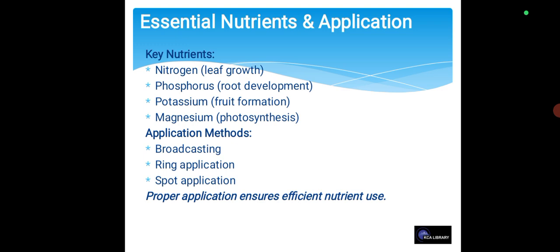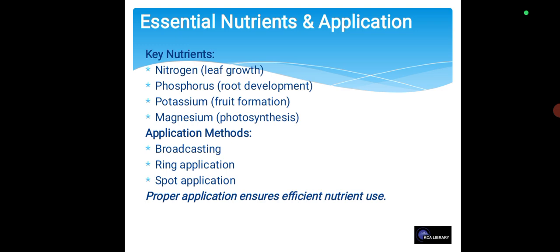Potassium is also an important essential nutrient for oil palm, and it enhances fruit formation, oil synthesis, and overall yield quality. Then magnesium is an essential component of chlorophyll, so it's responsible for green leaf coloration and photosynthesis. Now, deficiency in any of these nutrients that I mentioned can significantly reduce growth rate and productivity, making balanced fertilization essential. So it's important to balance fertilization.